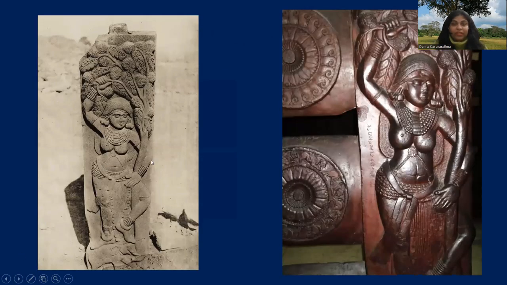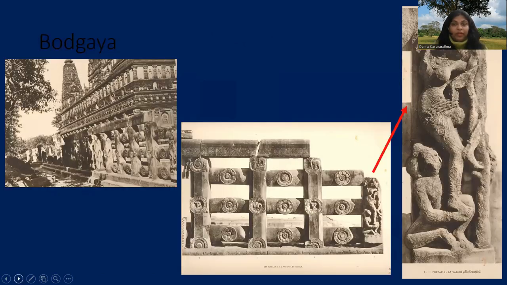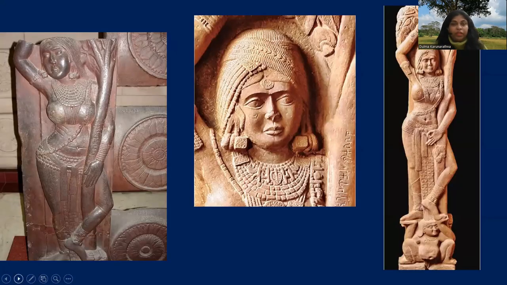And here as well, you can see some sculptured art from Bharut. And here that is Bodh Gaya, and on the railing you can see one Yaksha helps her to climb that tree. There also you can see how she keeps her leg around the tree here as well.